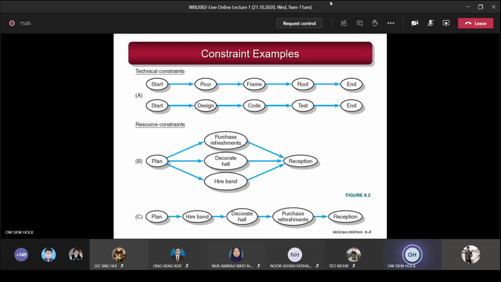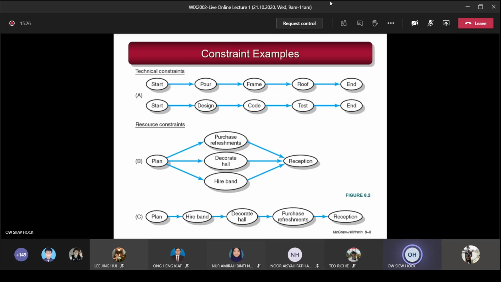So that means you only need one person to do the hiring of the band. Then the person goes and decorates the hall, and goes and conducts the order, the purchase of the refreshment, and then you can have the reception organized on that day. But if you want to do it in parallel, one person cannot do it.